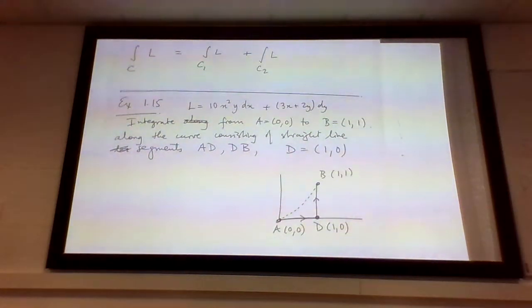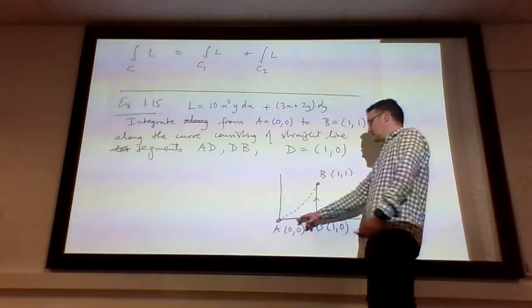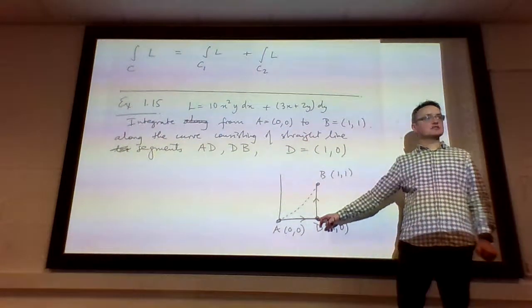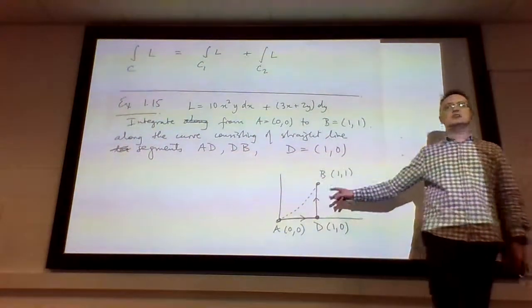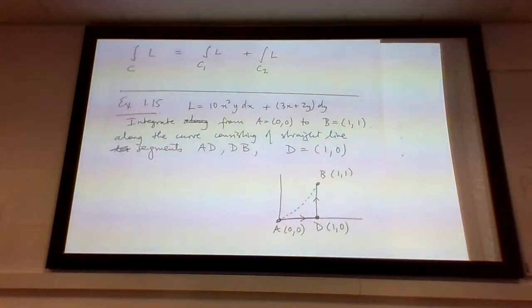Now you see our curve here. It's very natural, of course, to split our curve up into two subcurves. Because the bit of the curve that goes from A to D is this curve, and that's quite different from the bit of the curve that goes from D to B. So it's extremely natural to split this up at the point D.